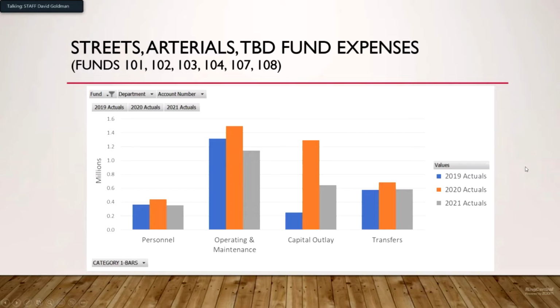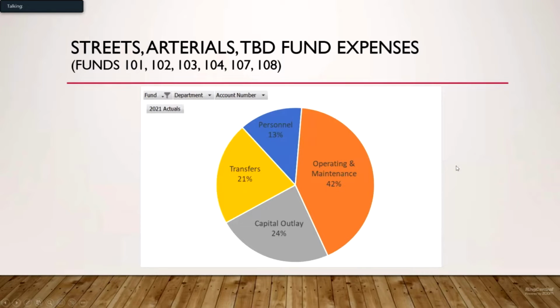The streets, arterials, and TBD funds, that's funds 101 through 108, with the exception of 105 and 106. You can see that those are more operating and maintenance weighted because there's a lot of street construction on that. Here's the construction, and here's the operating maintenance that goes along with that construction, also maintaining our streets and roads throughout the city. And you'll see transfers too. Those are mostly transfers from the operating accounts to the construction accounts. And for 2021, that's what that looks like.